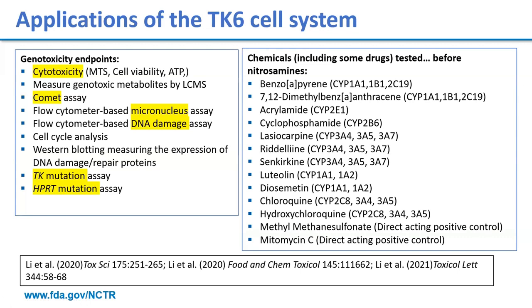Before we started using the system for nitrosamines, a number of different toxicants have been evaluated with these cells, and they're listed on the right, a variety of different toxicants. And a number of endpoints have been evaluated, listed on the left. I've highlighted the endpoints relevant to the nitrosamine studies. And there are a couple of references listed below that provide background information on the studies on the compounds listed here.